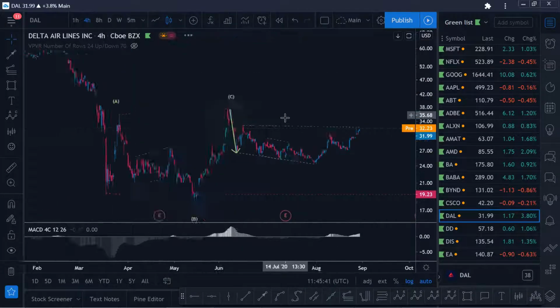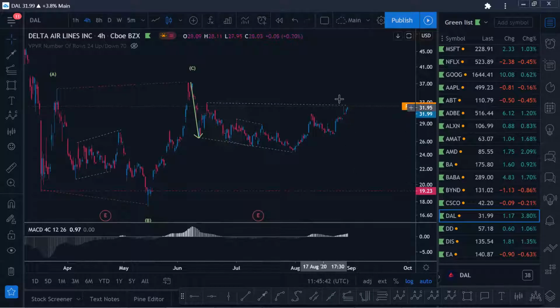So I'm fairly confident that we're going to see downside in Delta. So if you start to see some downside momentum, you start to see some red candles, it's a great time to get short.